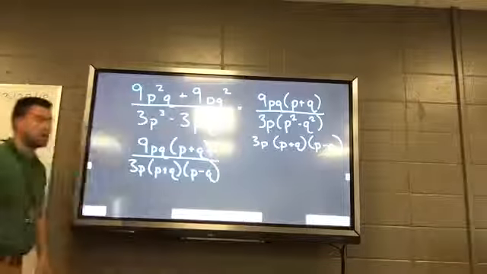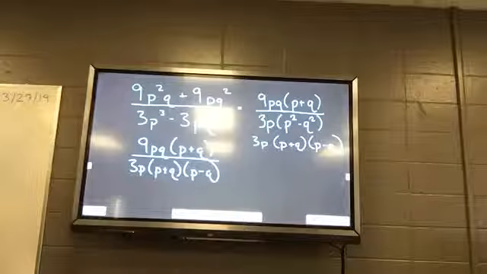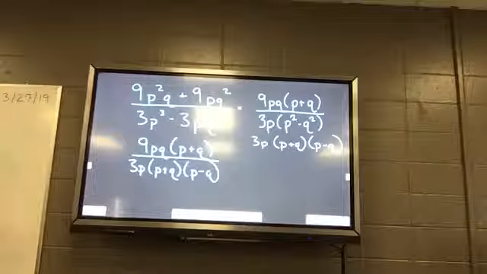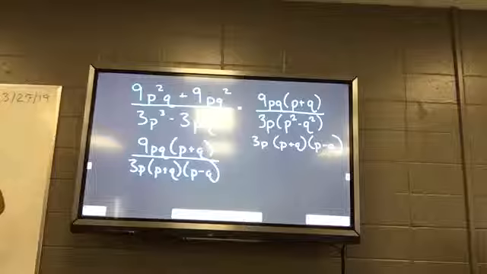Okay, that's everything factored. You guys agree with that? How many excluded values should I anticipate? 3. Okay? Yes, ma'am. But here's the fun part. It's going to get fun. So it's not going to equal.